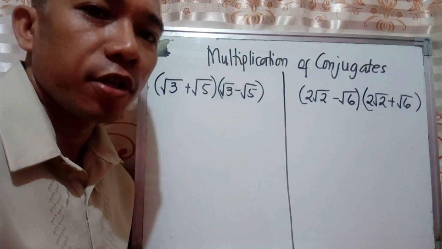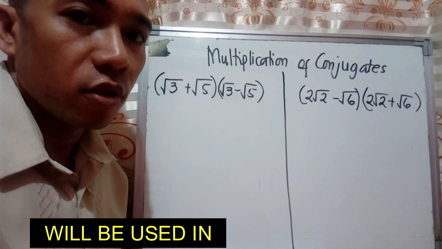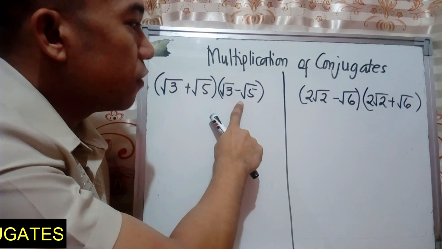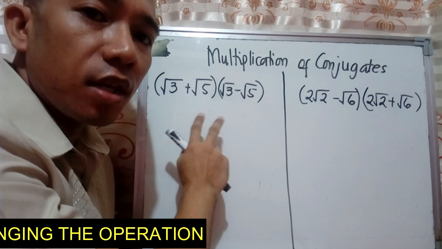So the lesson that I will be discussing is multiplication of conjugates. This will be used in rationalizing the denominator by its conjugates. So this binomial is the conjugate of this one. Conjugate means they have opposite operations. So this is plus and this is minus. So these two are conjugates of each other. So this is the conjugate of the other one.